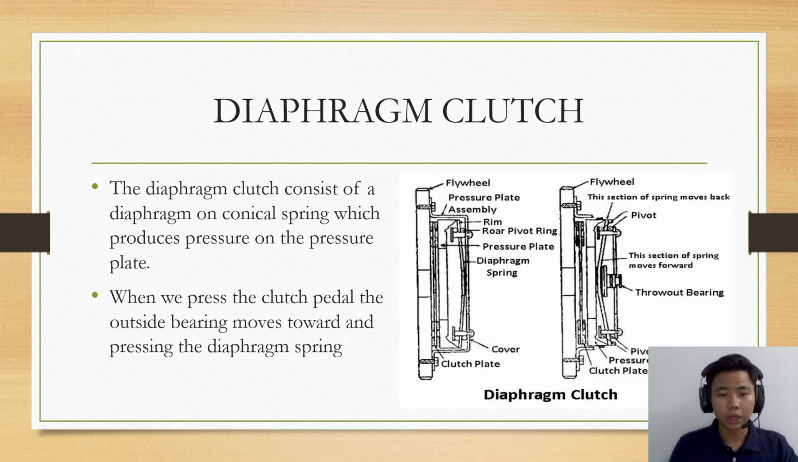Next, the diaphragm clutch. The diaphragm clutch consists of a diaphragm or conical spring which produces pressure on the pressure plate. When we press the clutch pedal, the release bearing moves toward and presses the diaphragm spring. And then when we release the clutch pedal, the diaphragm spring moves back to its initial position.